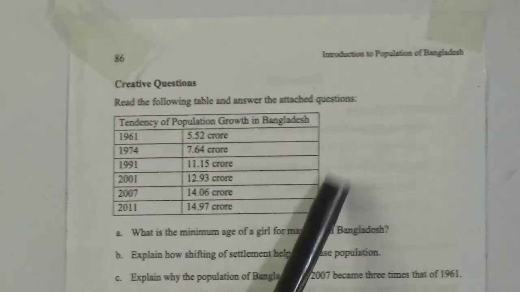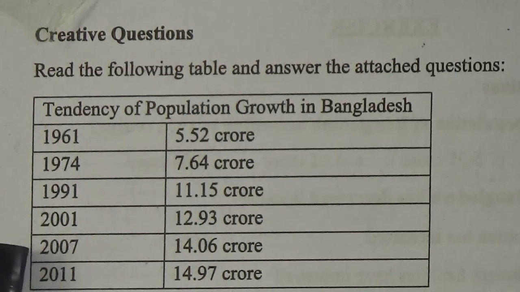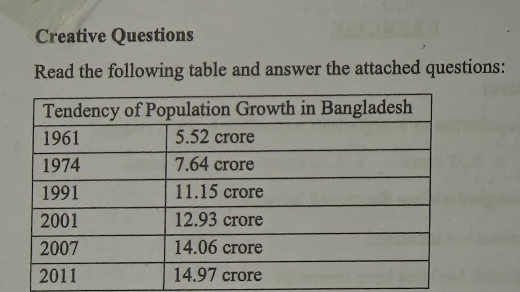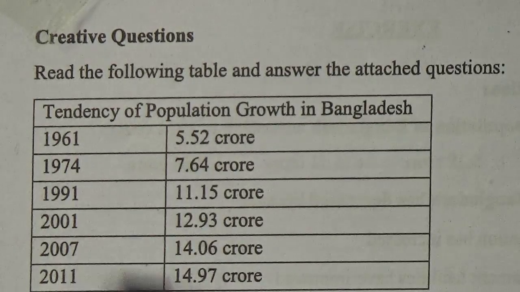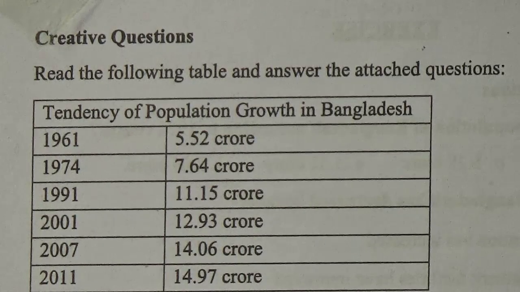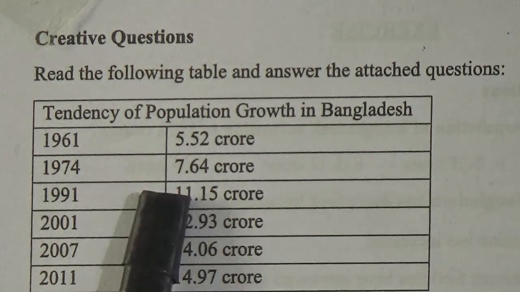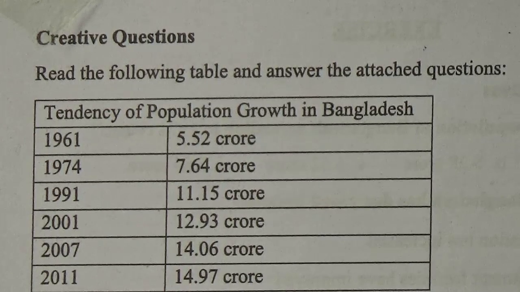So dear students, this is from chapter 8, and the name of the chapter is Introduction to Population of Bangladesh. In the first question we will get the stem, and then we will go to the questions. If we focus on the stem, we will find a figure with some years written, showing the scenario of population in different years of our country. It says: read the following table and answer the attached questions. We all know about that.